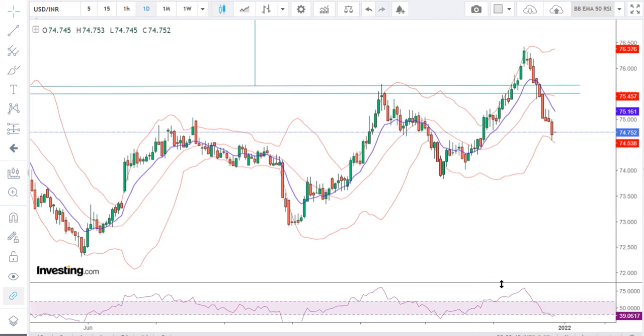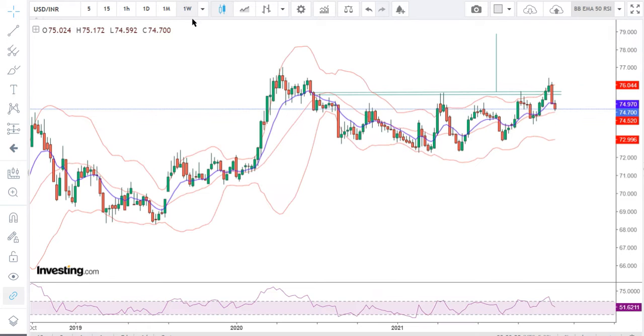What is there in the pipeline? We'll just try to see. On the weekly time frame, what we can observe is that there was a resistance line around 75.75 to 76.00, and it broke above that particular resistance zone, sustained there for 1 week, but immediately next week it fell down. Means it's somewhat a false breakout on the higher side.